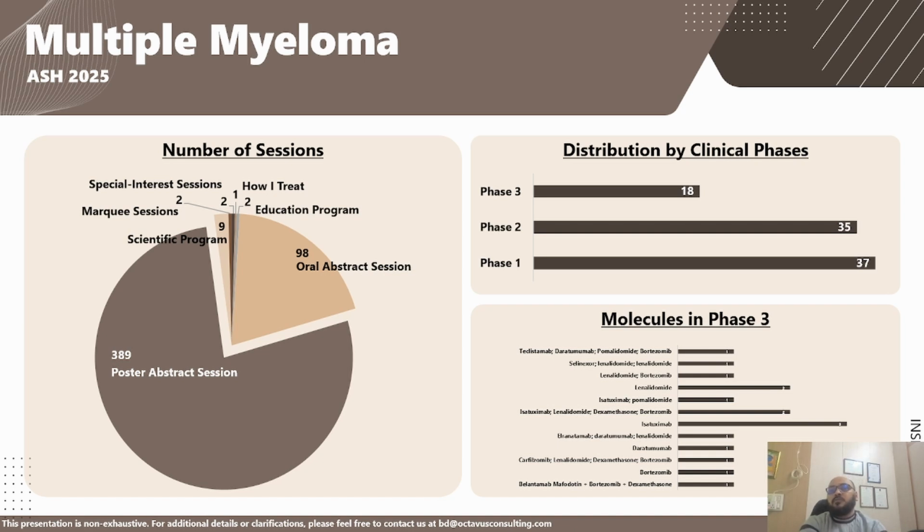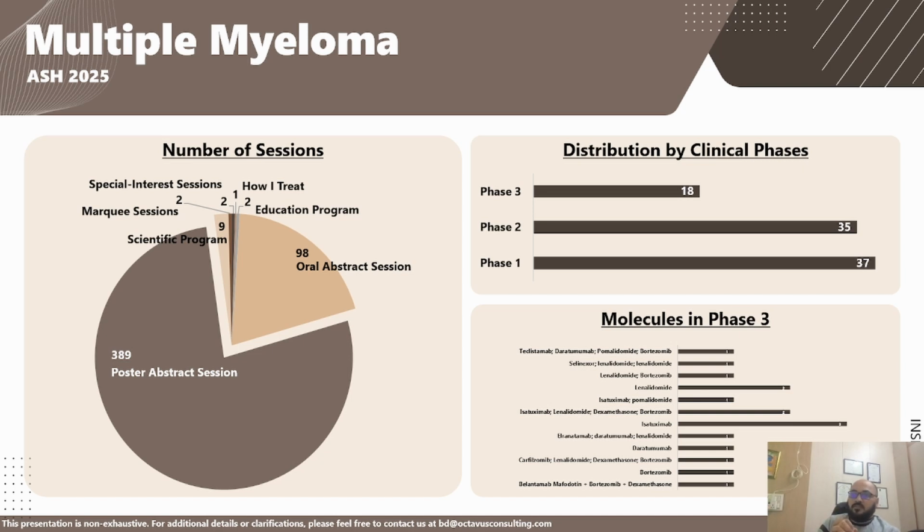Now, in terms of session segregation, there were 381 poster abstract sessions, then 98 oral abstract sessions, scientific sessions, and so on. Now, in terms of distribution by clinical phase, there are also studies beyond clinical phases, such as RWE, that were presented.